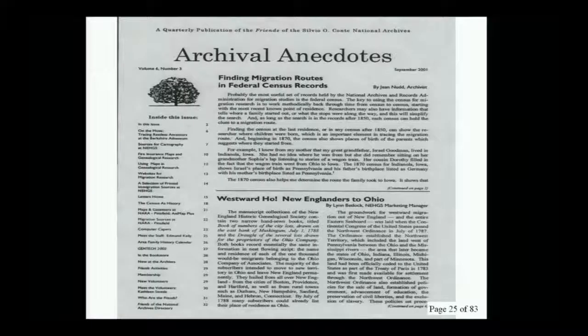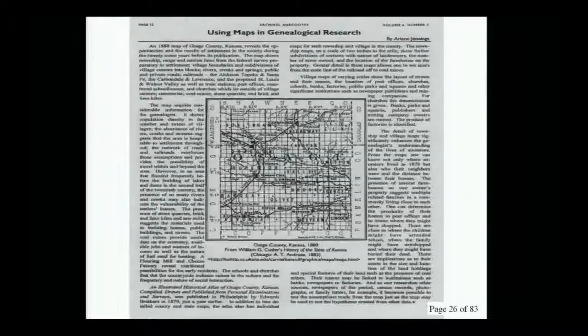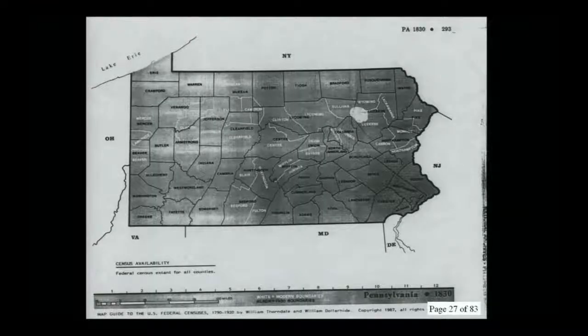Slide 25. Now, migration patterns are an interesting thing to study, especially when you're doing something like this. And maps can be very useful. Slide 26 there shows an article that I used on using maps. Slide 27 is a map of Pennsylvania, showing you Berks County, which is where Reading is. And of course, when I went to Lancaster for Val, I drove through Reading to get to Lancaster, and I drove through Reading to get home. I could have stopped and done research had I known.